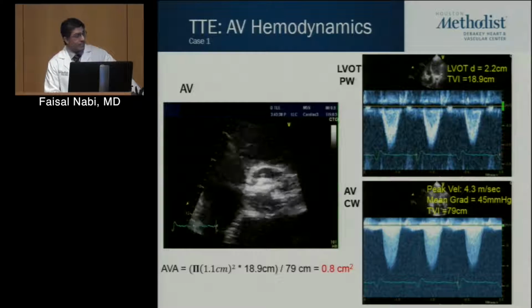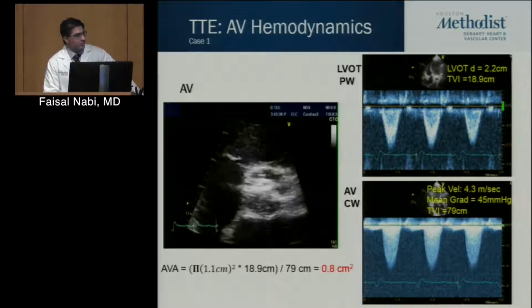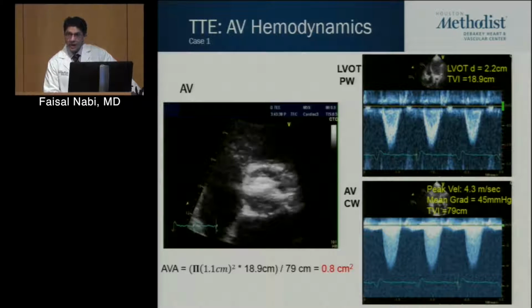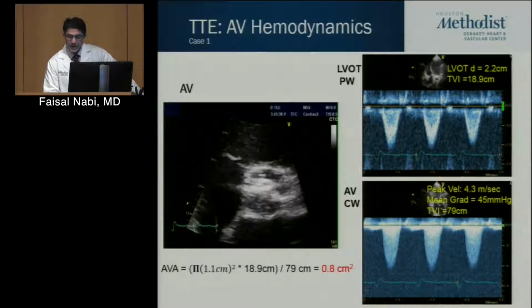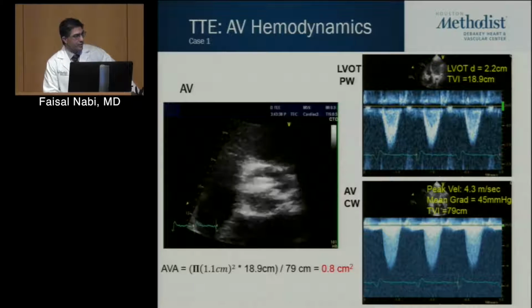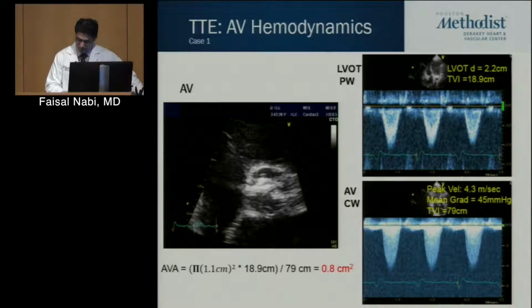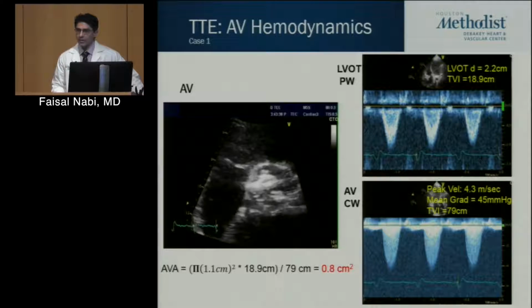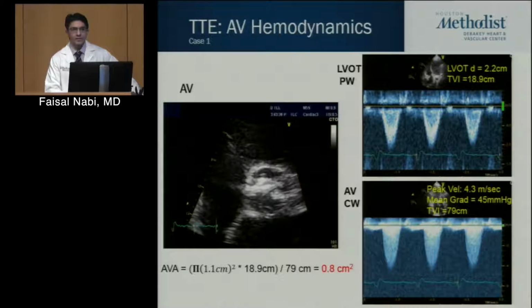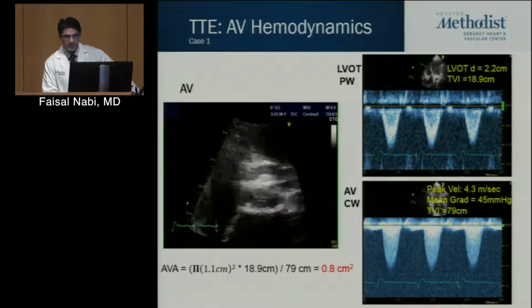Despite having a very depressed ejection fraction, this patient is still able to generate a high peak velocity and high mean gradients. Using the continuity equation, we were able to calculate a valve area of 0.8 centimeters squared. So the next thought process was, well, this is probably at least an intermediate to high risk patient, and let's consider him for TAVR.